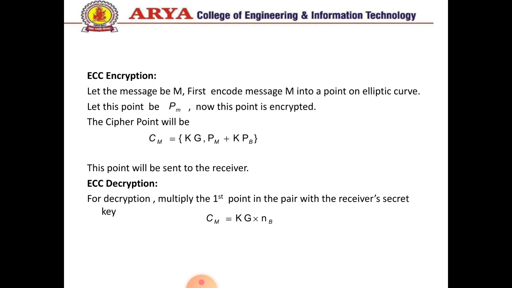Now the receiver decrypts this cipher point and he will get the original point after decryption, that is PM. For decryption, multiply the first point in the pair with the receiver's secret key. So it first performs the computation K into G into nB.